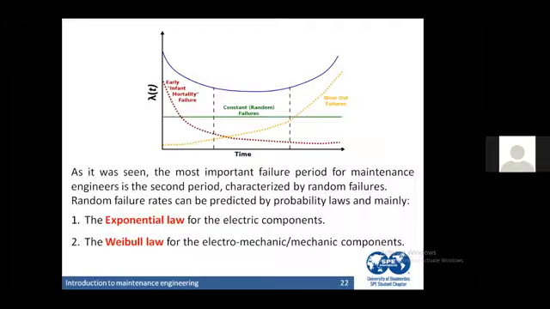So we said that to predict the probability of having failure during the second phase of life of an equipment, we can use two types of probability laws. First is the exponential law, but unfortunately, this is just for the electric components. And we have the second law, which is the Weibull law, that we use for the case of our equipment, like the electromechanic and mechanic components.